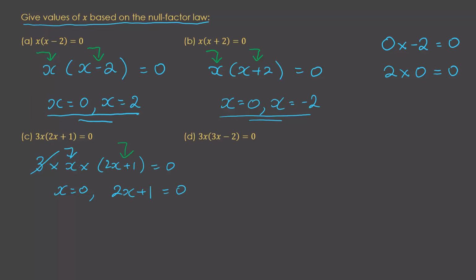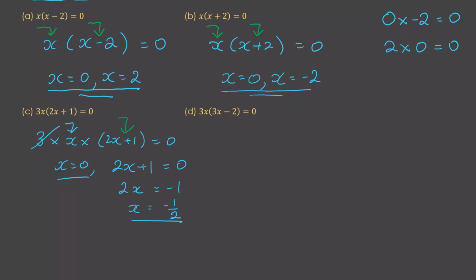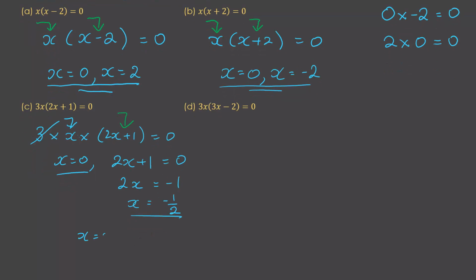But we know how to solve this type of equation. Subtract 1 from both sides, 2x is negative 1, divide by 2, x is negative a half. So we have x equals 0 or x equals negative a half.